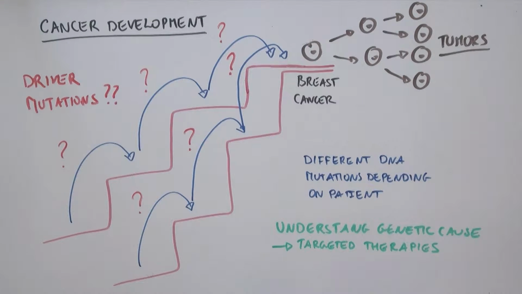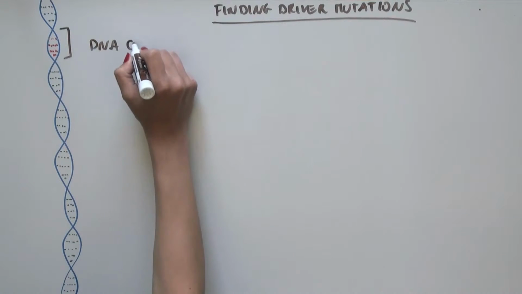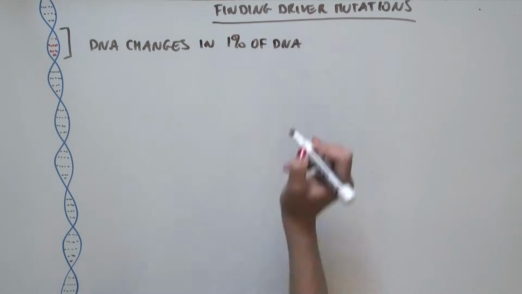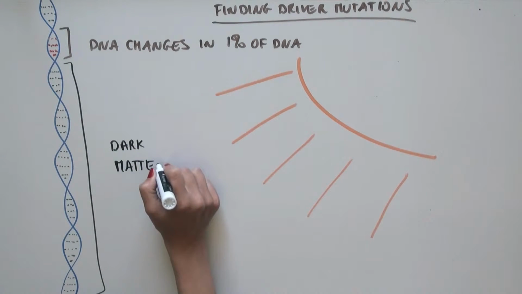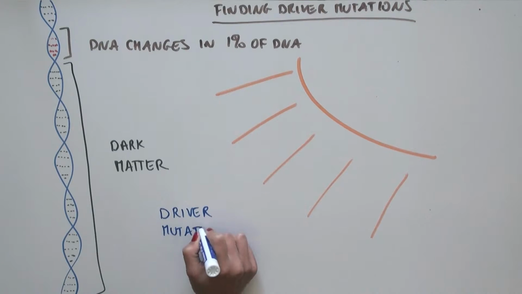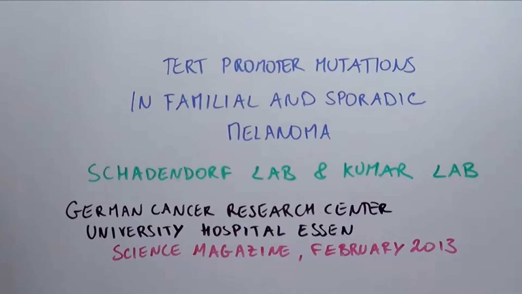To find these mutations, scientists had previously been looking mostly for DNA changes in the 1% of the DNA sequence that makes proteins. But the scientists of this paper wanted to shed light on this dark matter to see if there were any driver mutations in the rest of the DNA that doesn't make proteins. Their findings were published in their article titled TERT Promoter Mutations in Familial and Sporadic Melanoma, produced by the Schadendorf and Kumar labs at the German Cancer Research Center in the University Hospital Essen in Science magazine in February 2013.